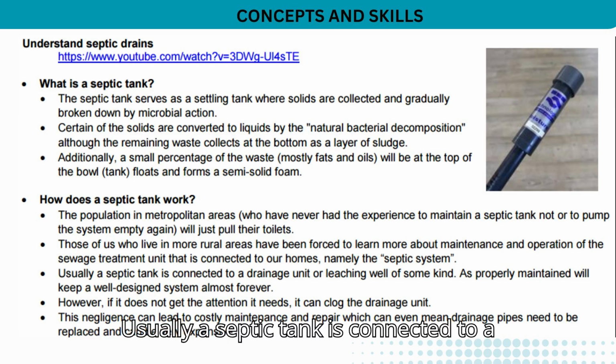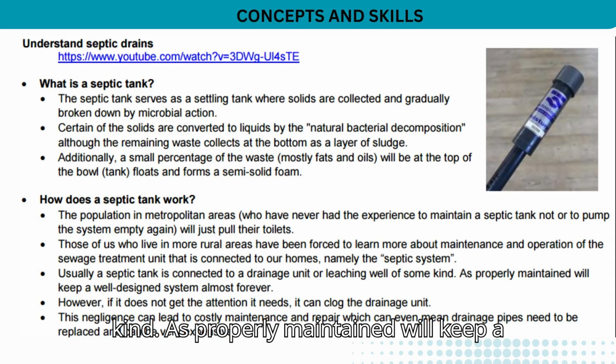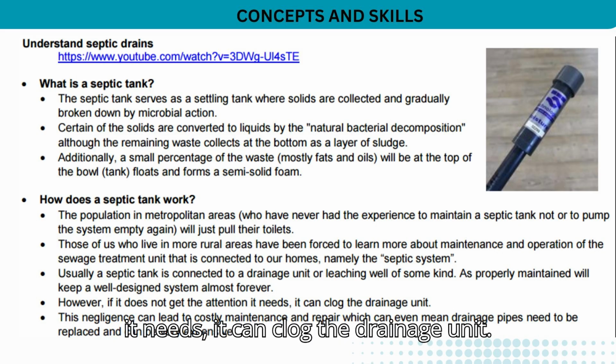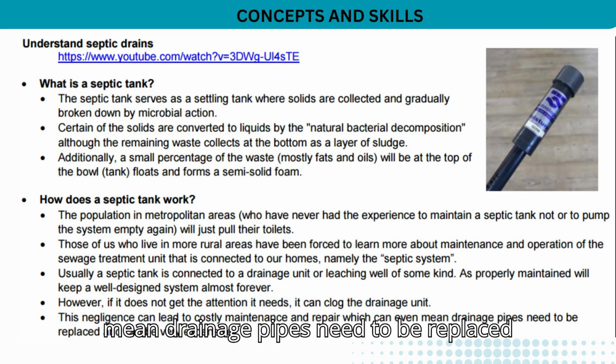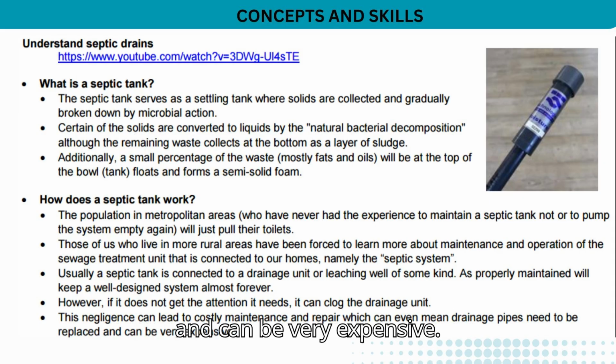Usually a septic tank is connected to a drainage unit or leaching well of some kind. Properly maintained, a well-designed system will last almost forever. However, if it does not get the attention it needs, it can clog the drainage unit. This negligence can lead to costly maintenance and repair, which can even mean drainage pipes need to be replaced and can be very expensive.